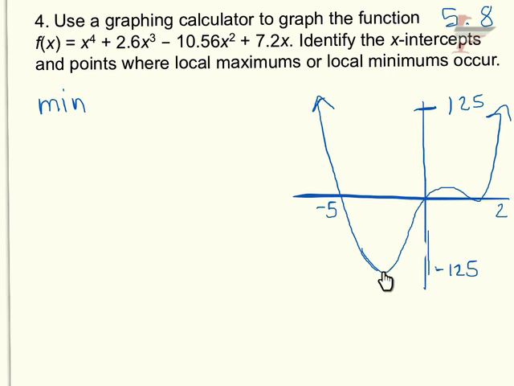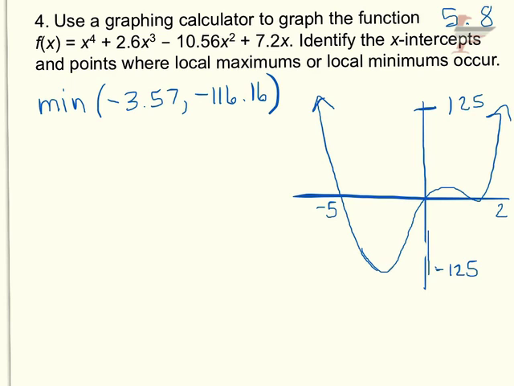Okay, so here's my minimum. When it says left bound or lower bound, I'm going to go to the left of my minimum and press enter. Then when it says right bound or upper bound, I'm going to go to the right of my minimum and press enter. Then it'll ask you to guess, and you'll press enter again, and it's going to pinpoint that minimum for you. Okay, please make sure you try this. When you do that, you get negative 3.57, and I'm rounding these numbers, and then negative 116.16.